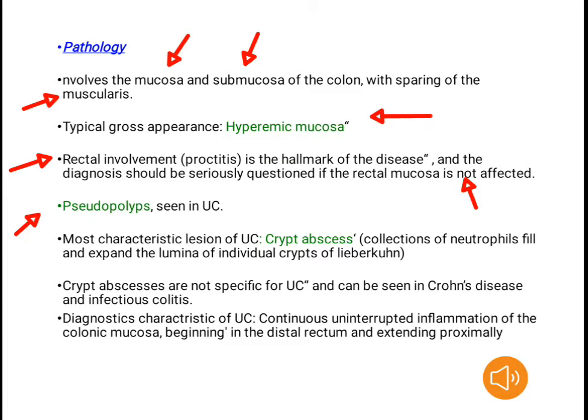Most characteristic lesion of ulcerative colitis: crypt abscess, which are collections of neutrophils, which fill and expand the lumina of individual crypts of Lieberkühn. Crypt abscesses are not specific for ulcerative colitis, and can be seen in Crohn's disease and infectious colitis. Diagnostics. Characteristic of ulcerative colitis is continuous uninterrupted inflammation of the colonic mucosa, beginning in the distal rectum and extending proximally.